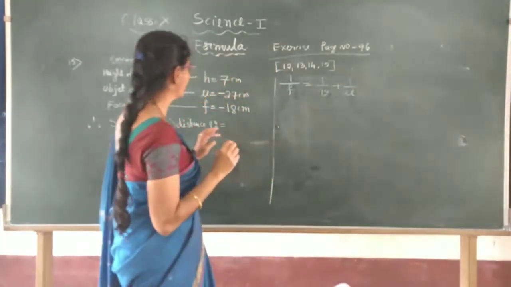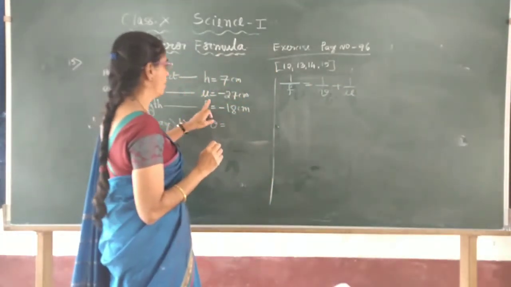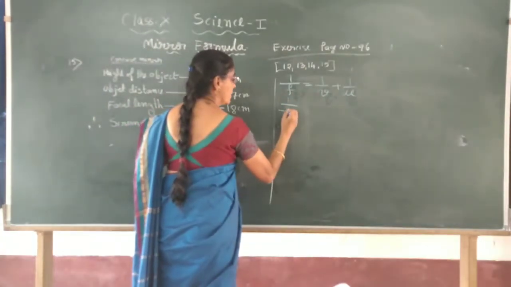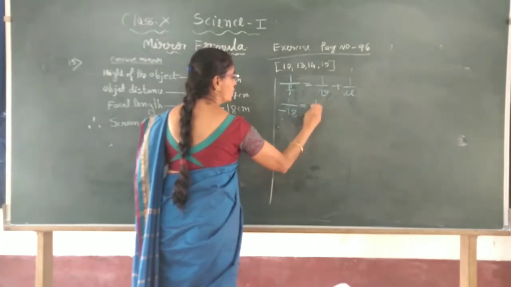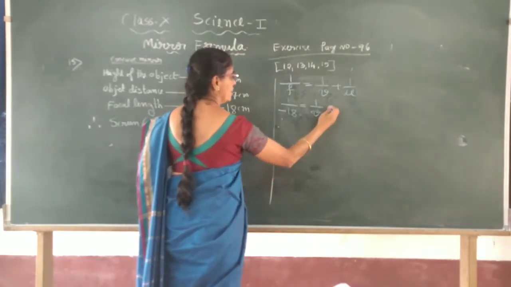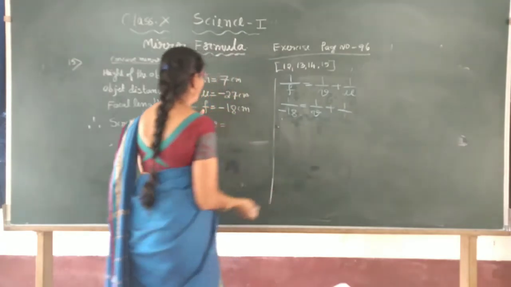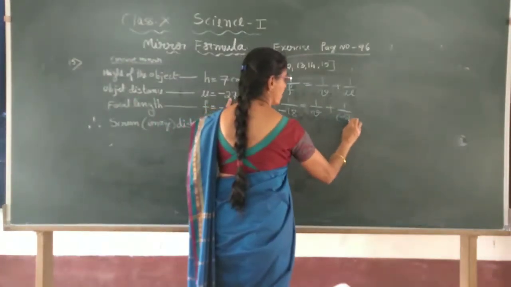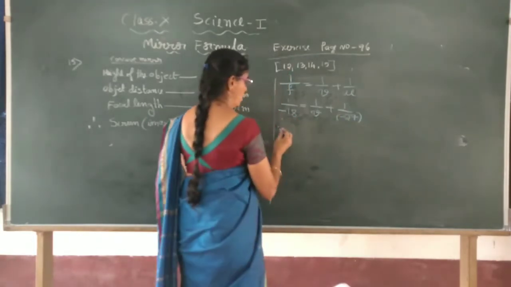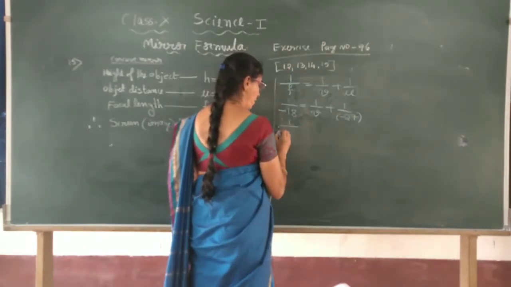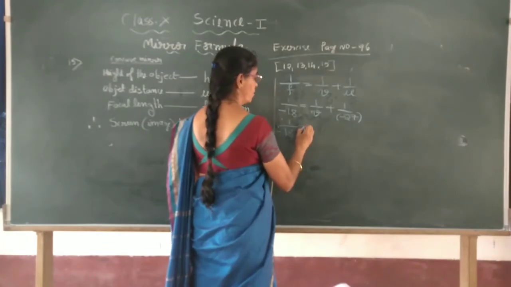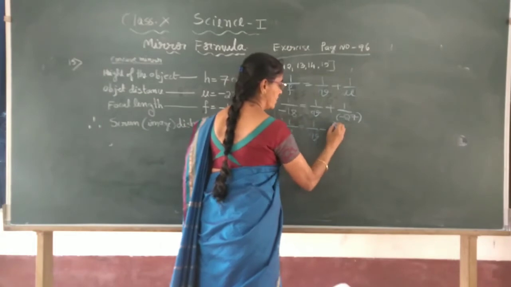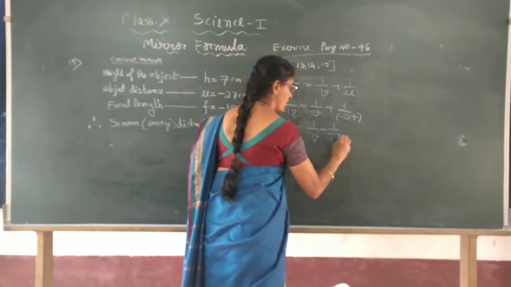Now what are the values? The h value I don't want now, I want these values. f is given, it is 1 by minus 18 is equal to 1 by v plus 1 by u, and the u value is minus 27. So I will use the bracket, minus 27, then I will open the bracket. So it is nothing but 1 by minus 18 is equal to 1 by v. If you open the bracket, it is minus 1 by 27.